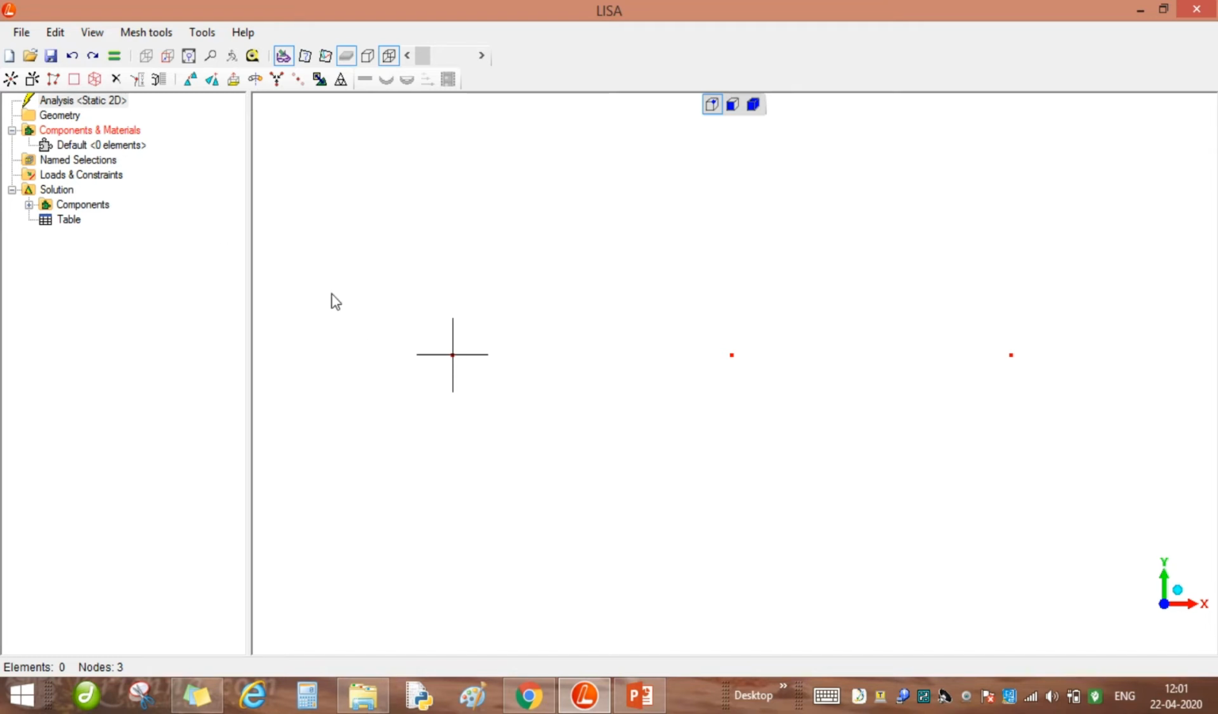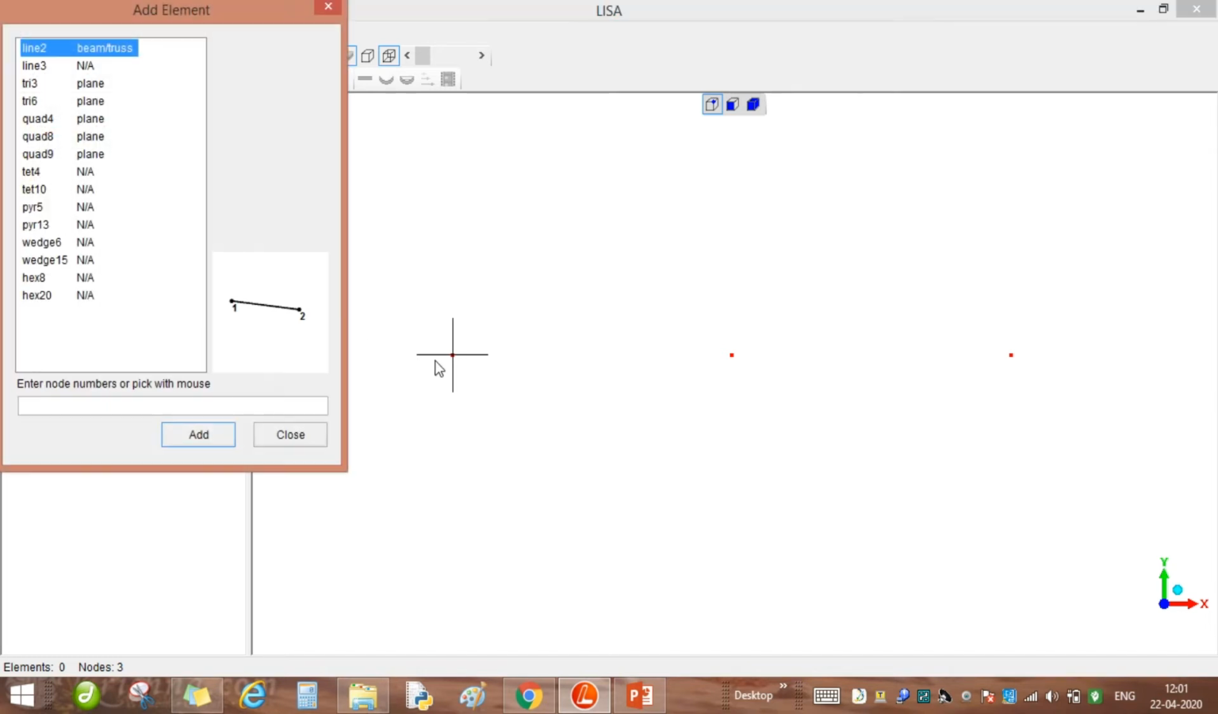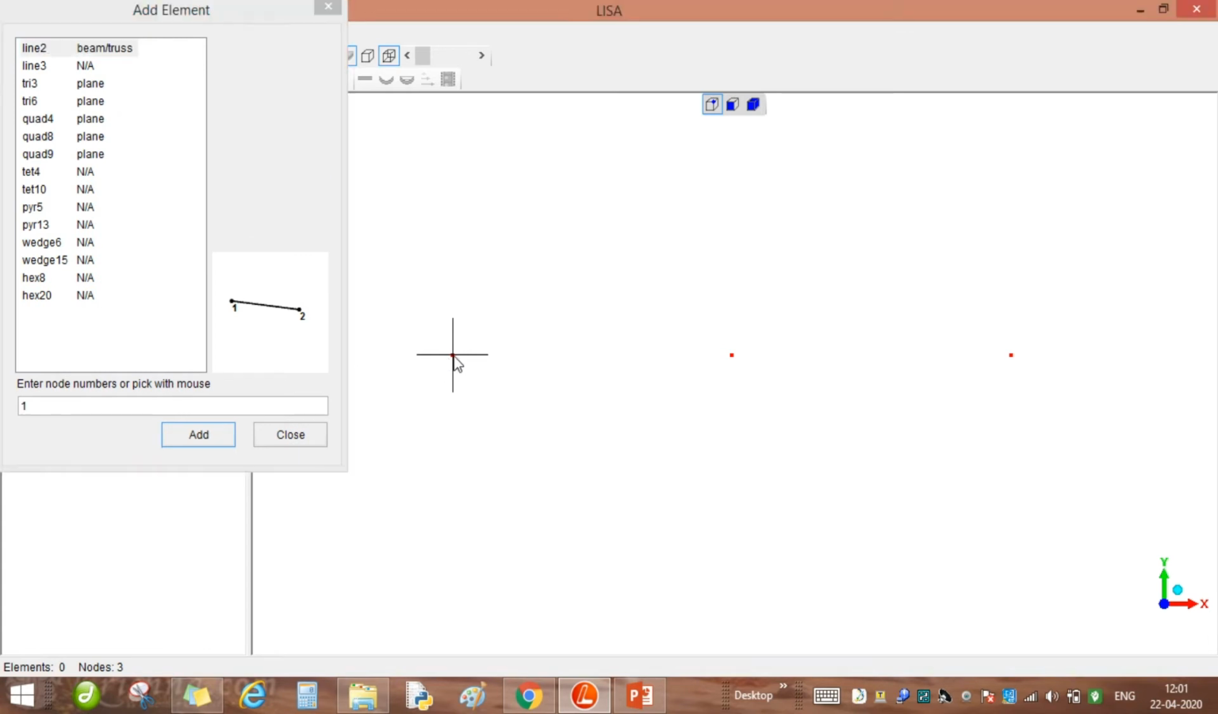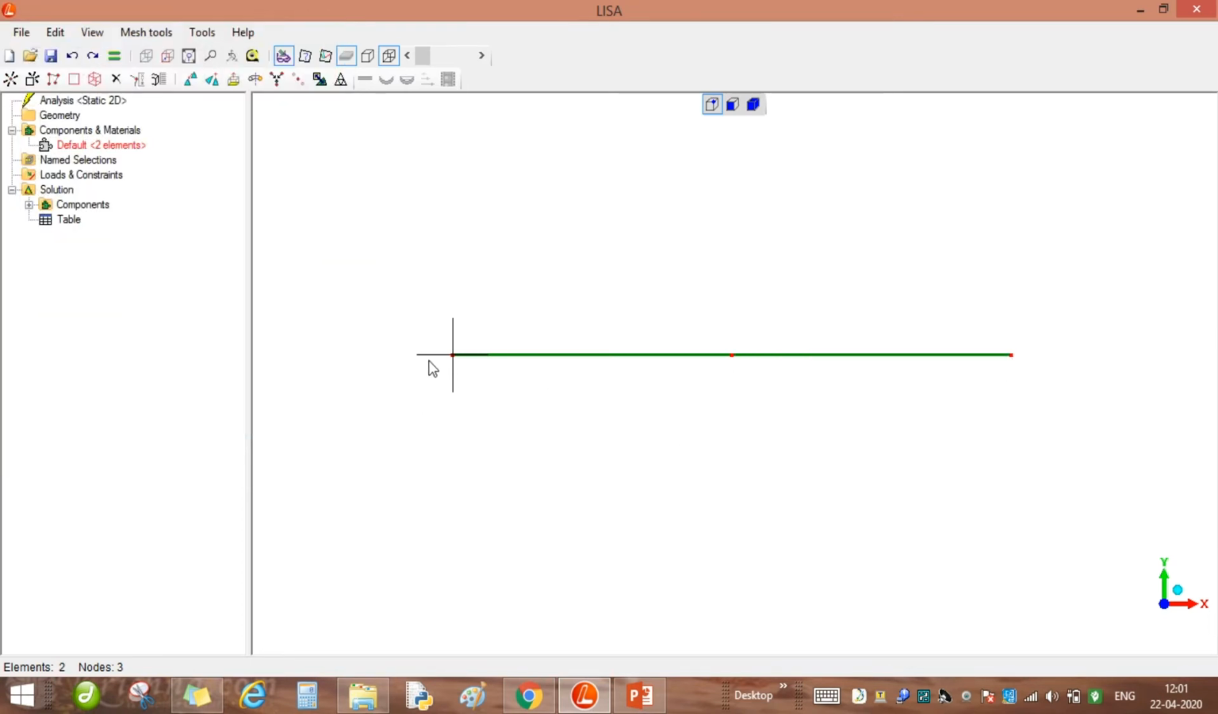Next is to create the element. We will be creating a linear element. Select here, select here, select here, select here. Now we are done with the creation of the element.